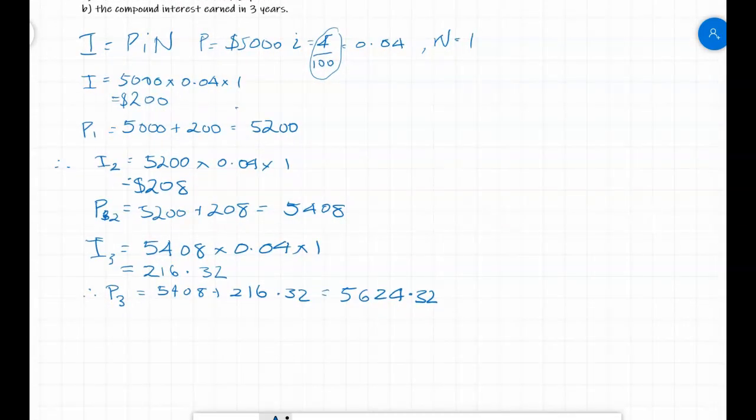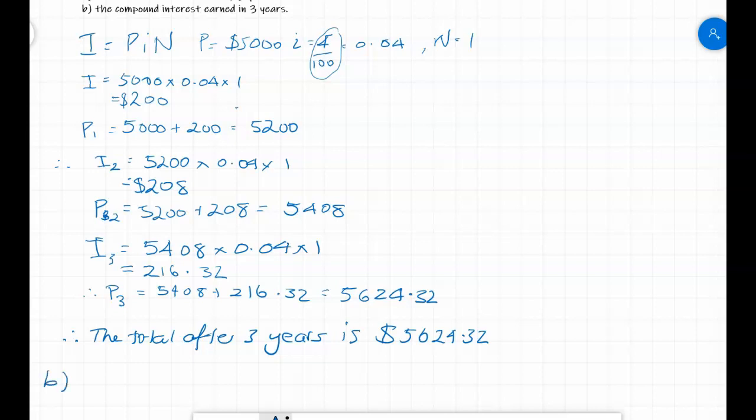So therefore, the total after 3 years is 5,624.32. And section B asked us what was the compound interest. You can still see that at the very top of the screen, the compound interest earned in 3 years. And we can just do that with a simple subtraction.